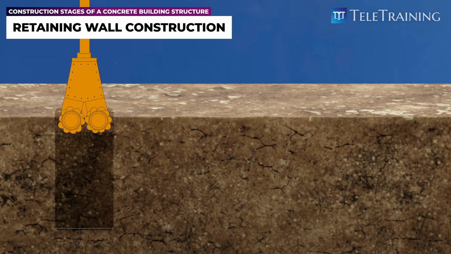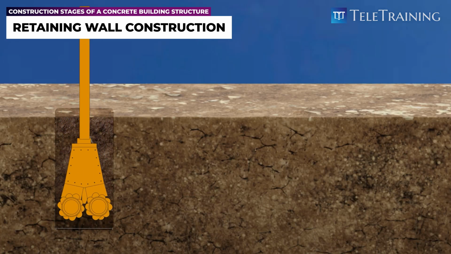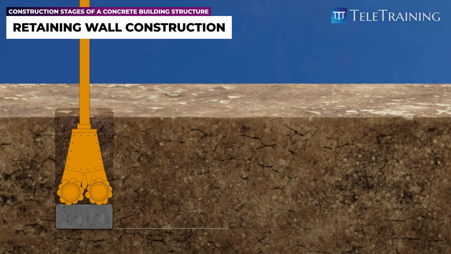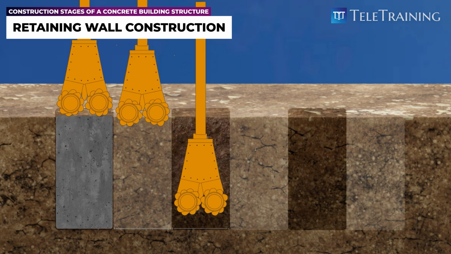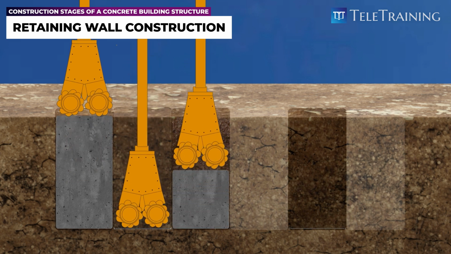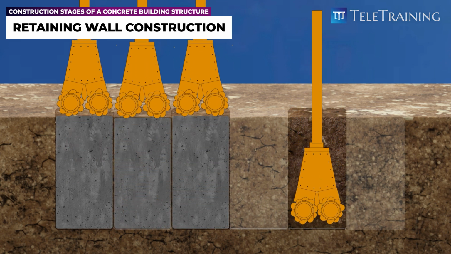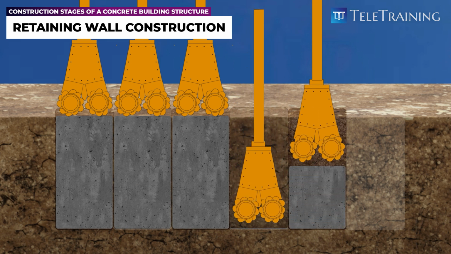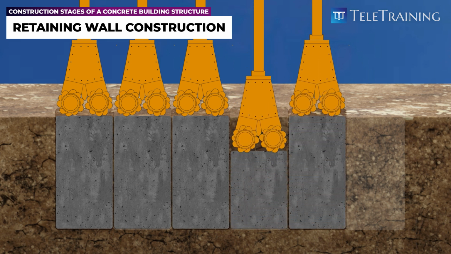On building projects, various types of retaining walls are used, with one common method being to drill into the ground segment by segment and cast a continuous concrete wall. This process creates a solid barrier that helps to prevent soil movement.